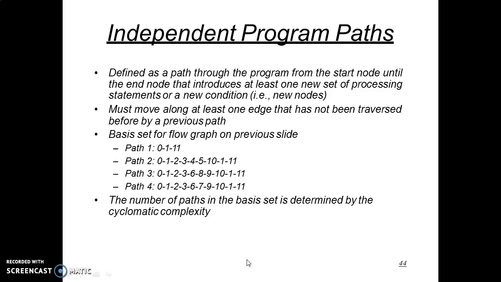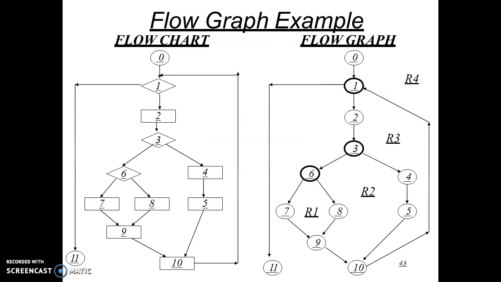So, the basis set for the flow graph on a previous slide. This is the previous slide. What is the cyclomatic complexity of this code? We have R1, R2 and R3. These three are the enclosed areas. It means we have three regions plus 1, so here the cyclomatic complexity is 4.